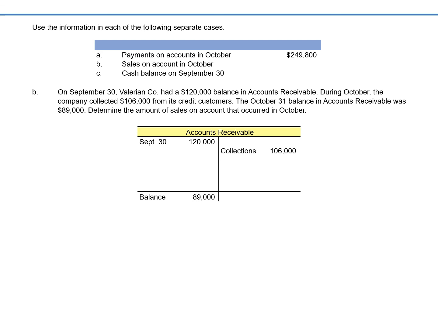And so they're asking us to solve for the amount of sales that occurred during October. Well, sales on account increase your receivable balance, right? So if we do a little bit of algebra here, we start at $120,000. All right, collections are a decrease, right? So minus $106,000 plus X, right? That's what we're solving for, equals $89,000.